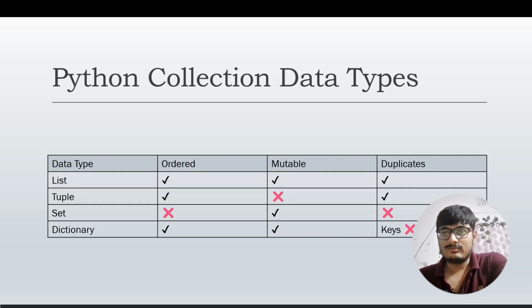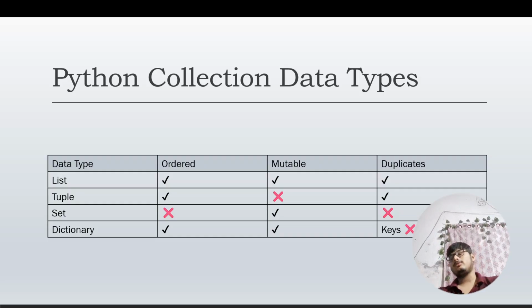A set is not ordered. We have seen this already because elements are printed randomly. A set is mutable. We were able to make changes to a set. Set does not allow duplicates. Then comes dictionary. A dictionary is ordered and mutable, but keep in mind that keys in a dictionary cannot be duplicates.